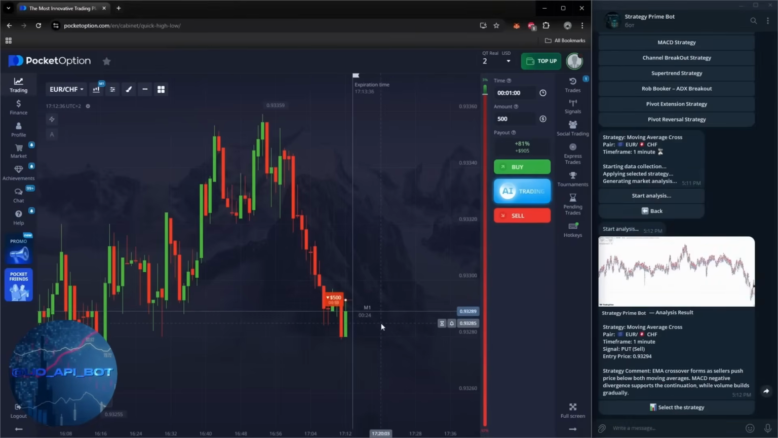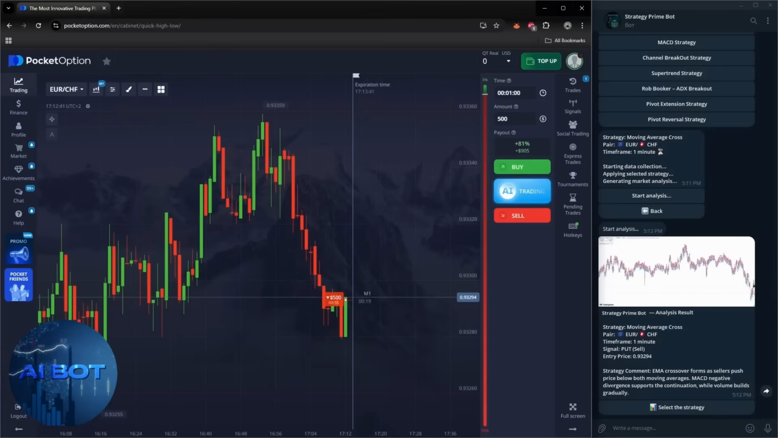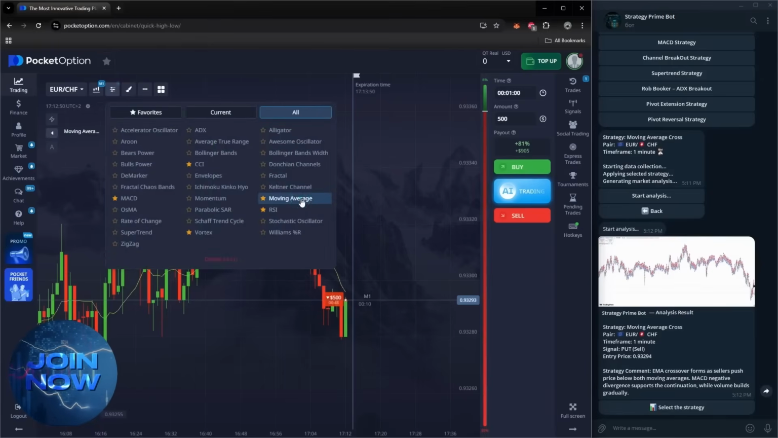And there it is, sell position. I'm going to place $500 and let's see. EMA crossover forms as sellers push price below both moving averages. MACD negative divergence supports the continuation while volume builds gradually. Let's add 2 moving averages to confirm this.